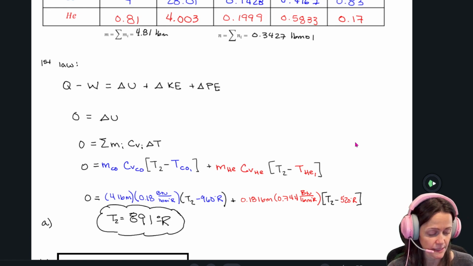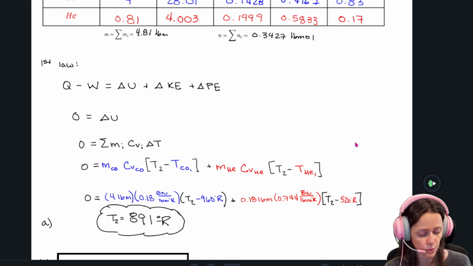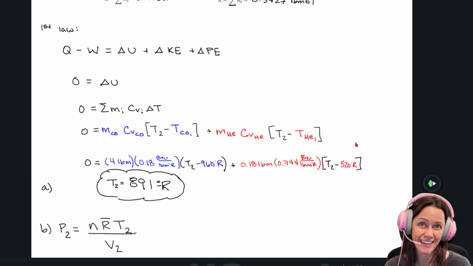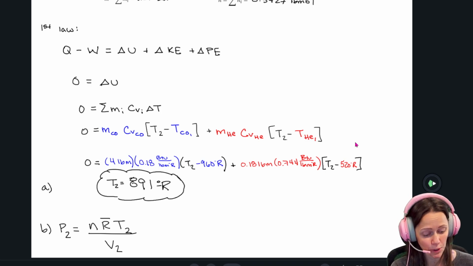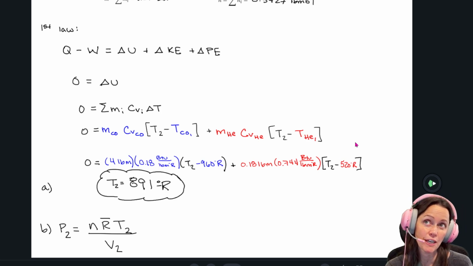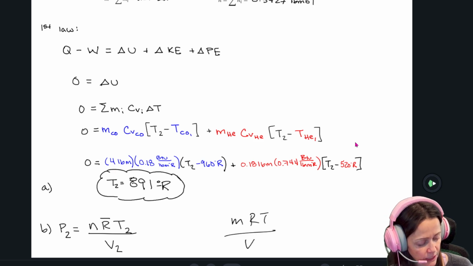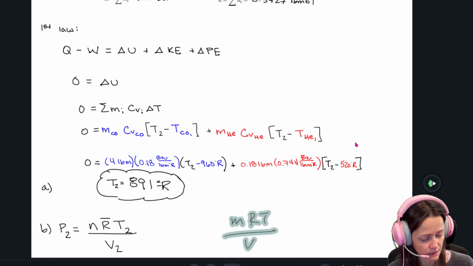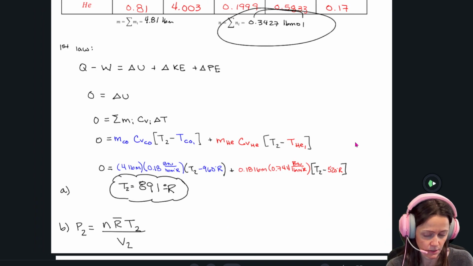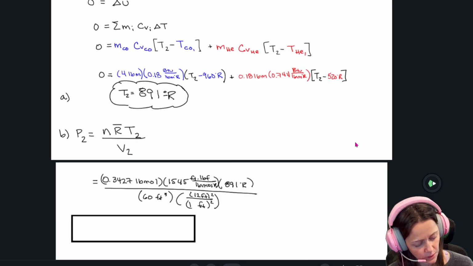So easy peasy. The other thing that I was supposed to find is the pressure at the end of that equilibrium process. So I need to find P2, and this seems like a good place to apply my ideal gas law. So N bar R bar T over the volume, or you could put it as m R T over V. Although if you do that, then you're going to need to calculate the specific gas constant for your mixture, and this is a little bit extra work. We already have the number of moles, so might as well use the easiest thing that's available to us.